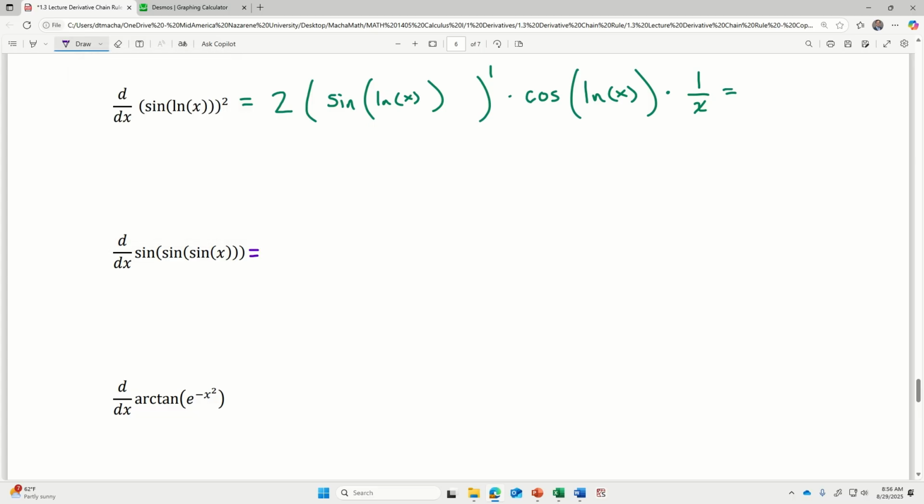We've got sine of sine of sine of x. So let's take the derivative of the outside function first. Derivative of sine is cosine. So I'm going to have cosine of sine of x times cosine of sine of x times cosine of x. Perfect. That's it.